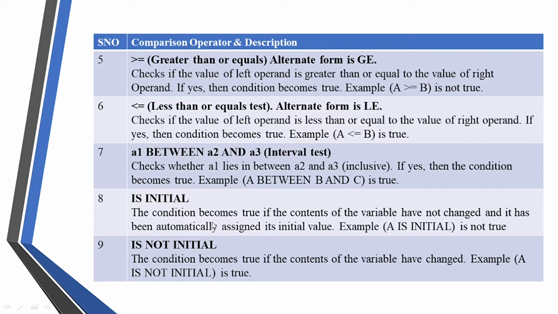If any variable is having a value, then we call it IS NOT INITIAL. That means the variable is having a value. IS INITIAL means no value. IS NOT INITIAL means having some value. Okay.